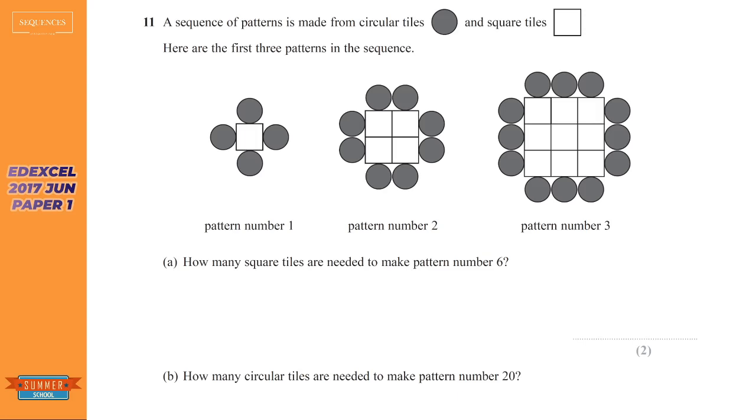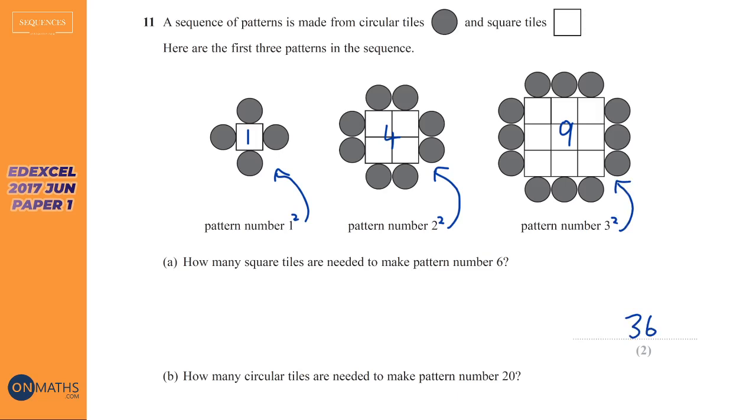So this one starts off with 1, and then this one is 4, and then this one is 9. Now what do you notice about 1, 4, 9? You should notice that it's the square numbers. So 1 squared is 1, 2 squared is 4, 3 squared is 9. So the next one will be 16, then 25, and then 36.